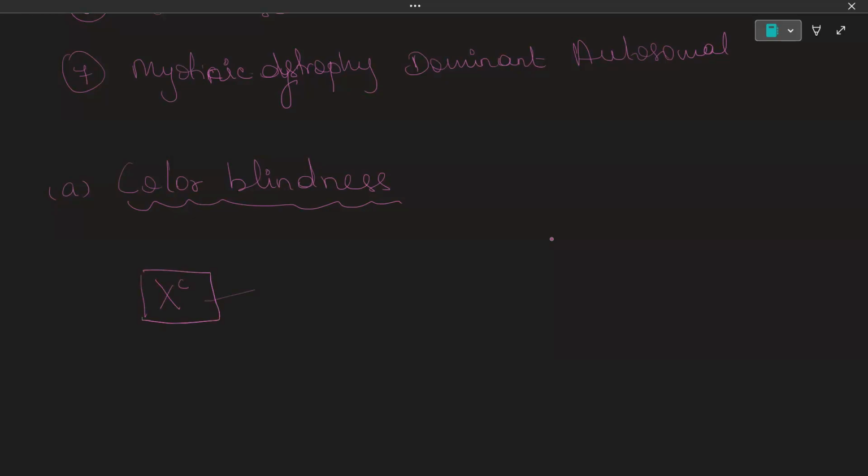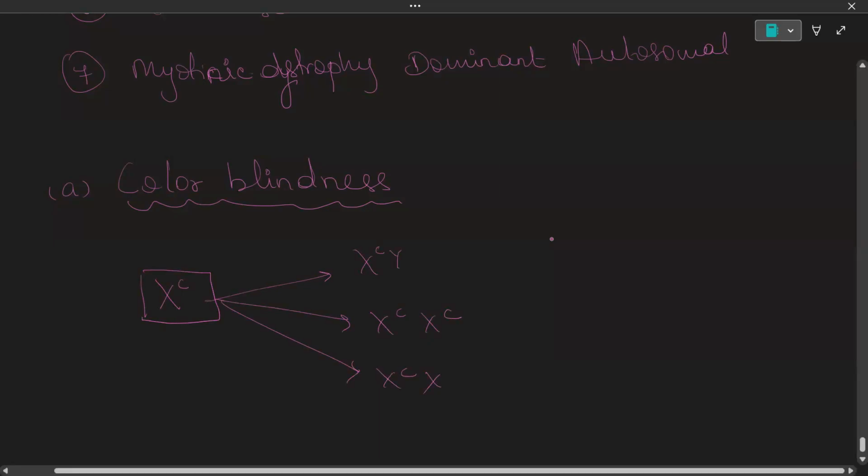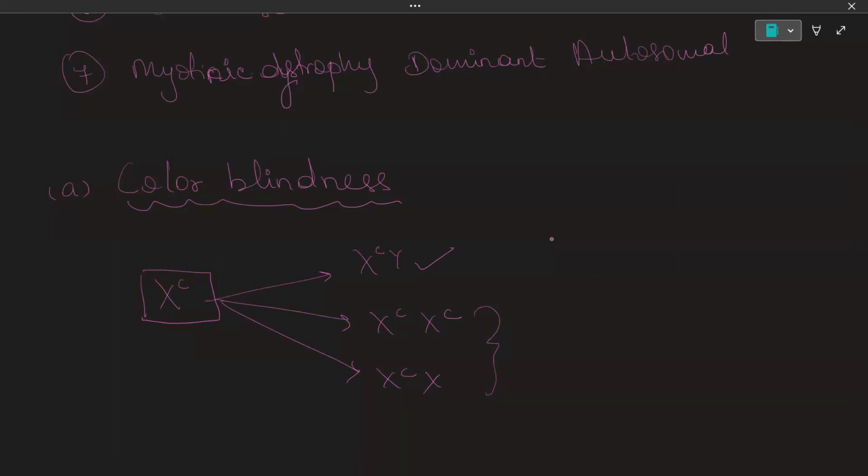Now, let's draw all the possible cases. These are the possible cases, right? Talking about the males, this is the one and only case that will be there. And talking about the females, these are the two cases, right? So here, basically, the male will have color blindness if he has this particular gene on the X chromosome. There is no other way. If the male has it, then he will be colorblind.